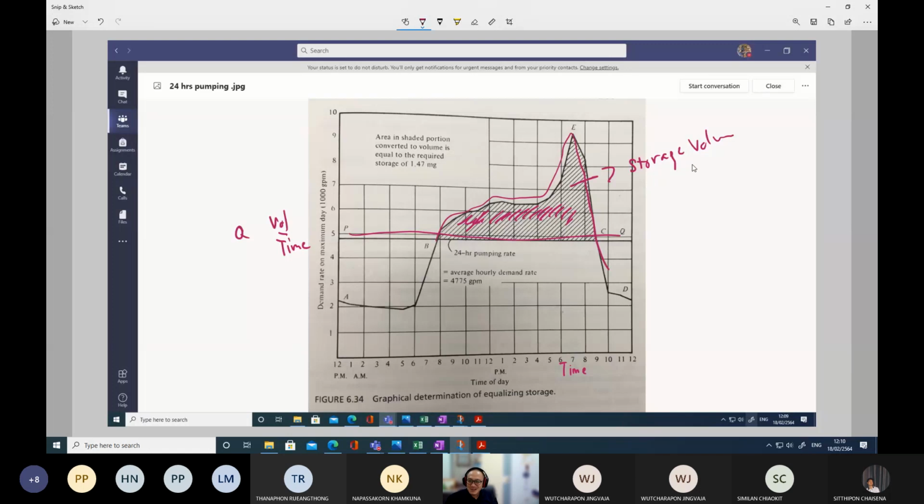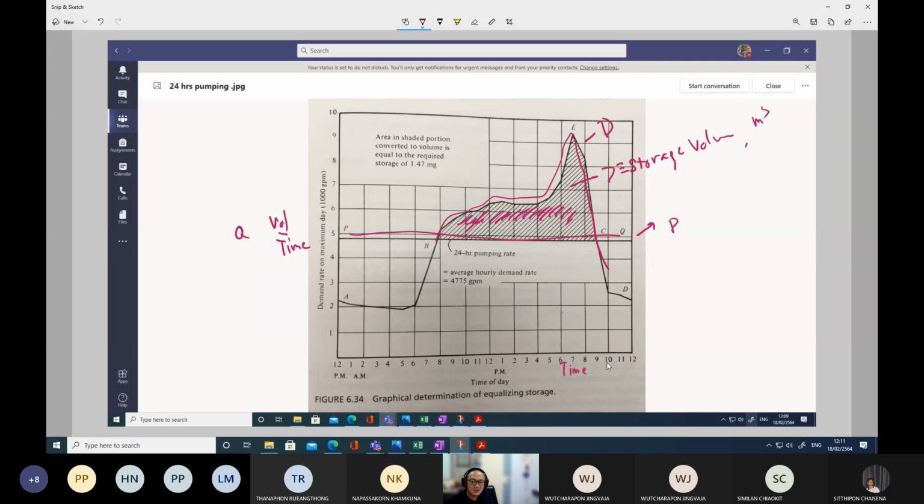Why does the shaded area become the storage volume? This line represents the pumping rate. This line represents the demand. Where the demand is higher than the pumping rate, we need to store the water. Okay, but how come the shaded area is equivalent to the storage volume? The volume is expressed in terms of cubic meters, probably.